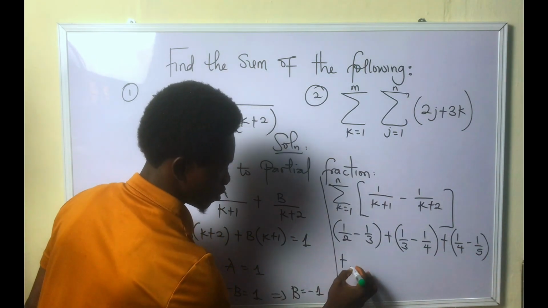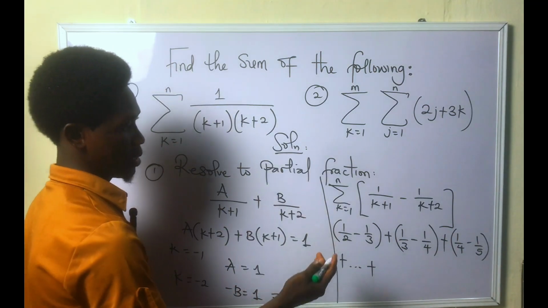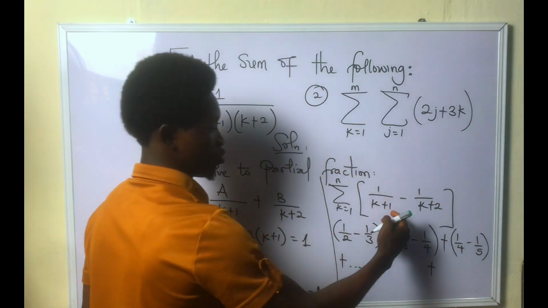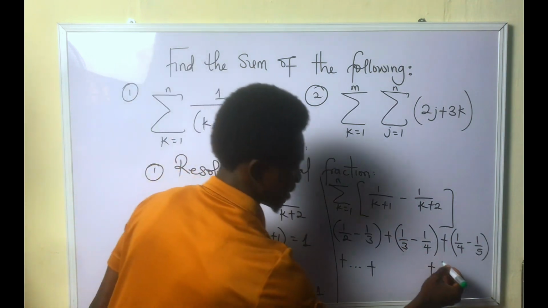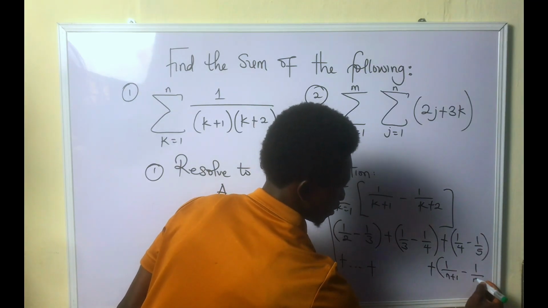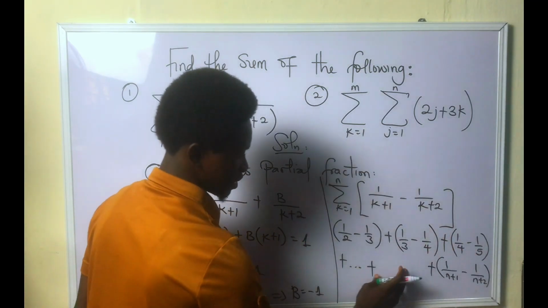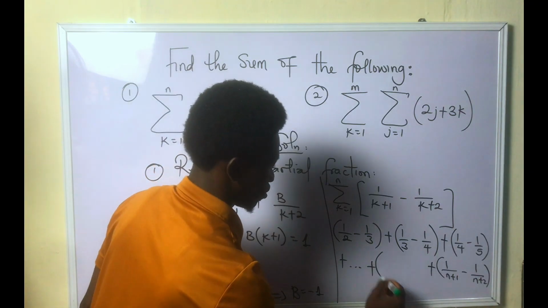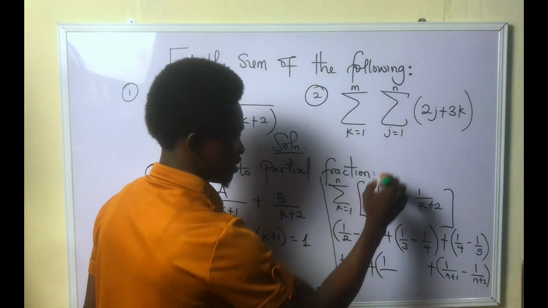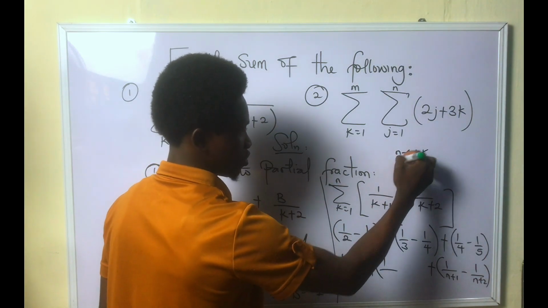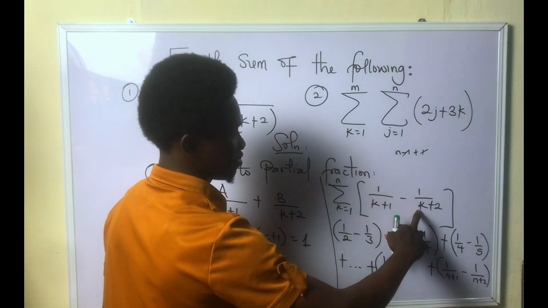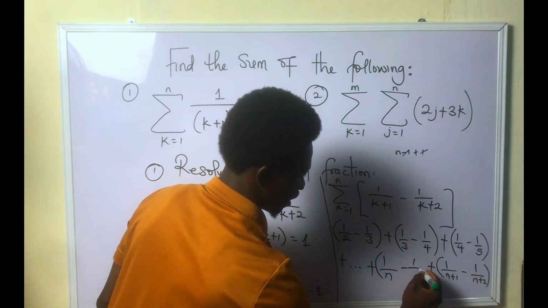Then it goes on and on. The last term is when k is n, so 1 over n plus 1 minus 1 over n plus 2, right? But before that, there is the term for n minus 1. When k is n minus 1, I would have 1 over n, because n minus 1 plus 1 is n, minus 1 over n plus 1.